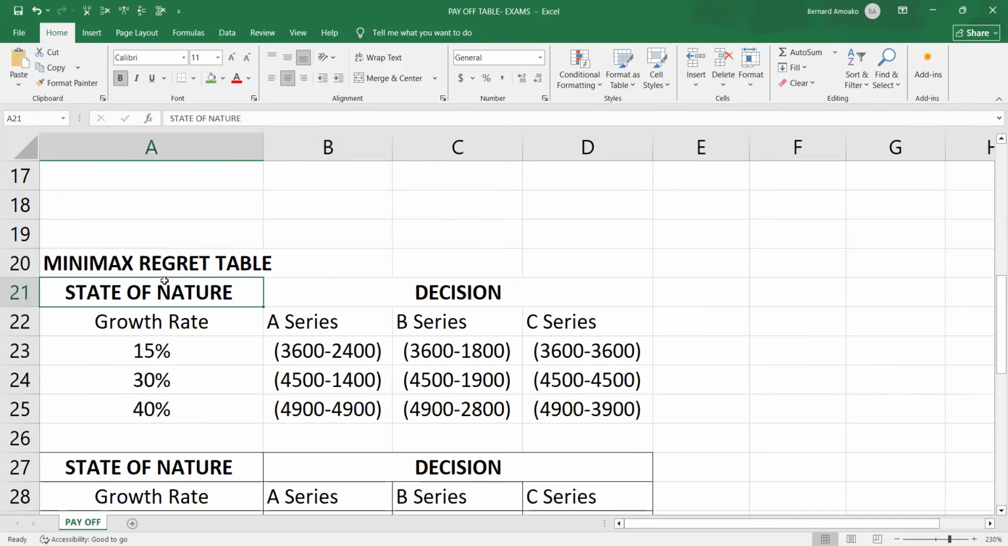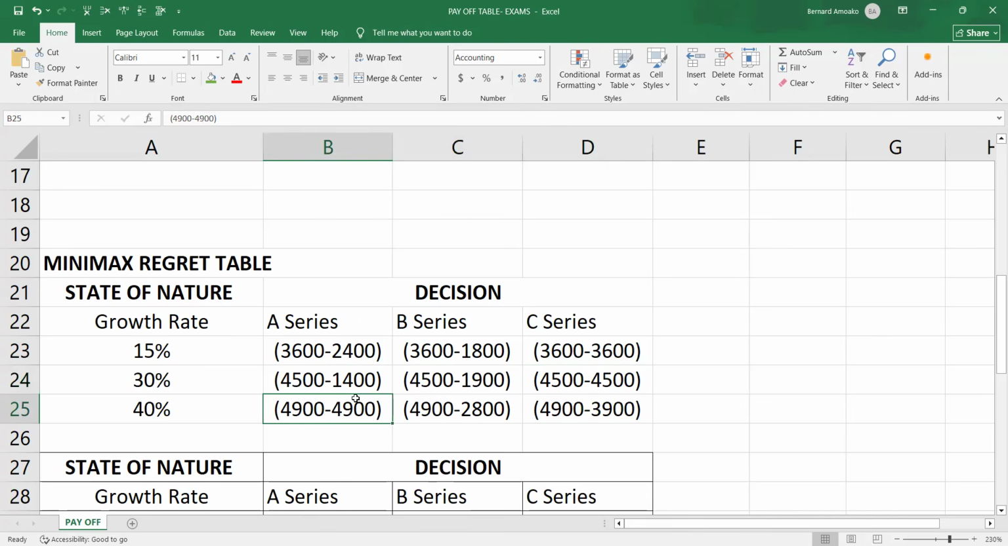So that is what I have here at the regret table. If I don't go for the 3,600 and I go for 2,400, I'll be losing 1,200. If I don't go for 3,600 and I go for 1,800, I'll be losing what? Around 1,800 again. If I don't go for the 3,600 and I have 3,600, I'll be losing 0. Same here, 4,500 and I choose 1,400, I'll be losing somewhere around 3,100. And then if I do same for the next, I'll be losing somewhere around 3,600. And here I'll not lose any value.